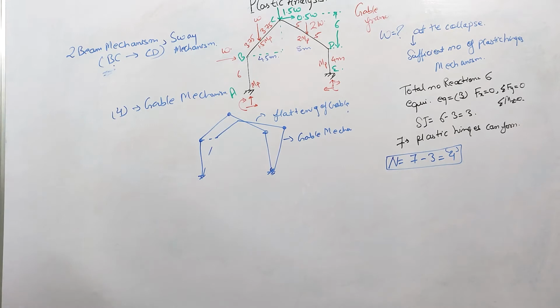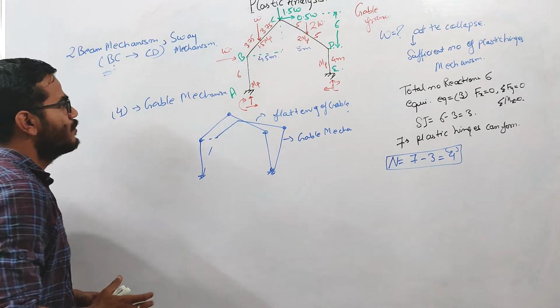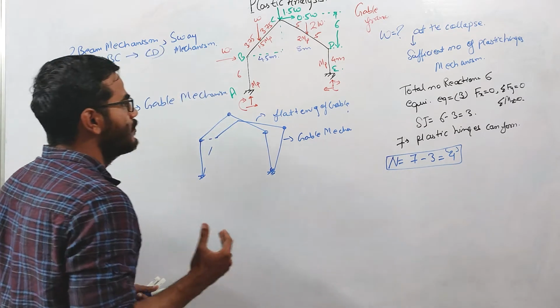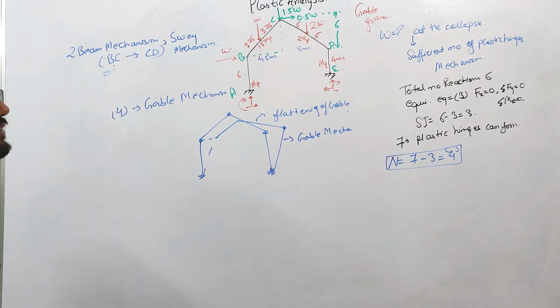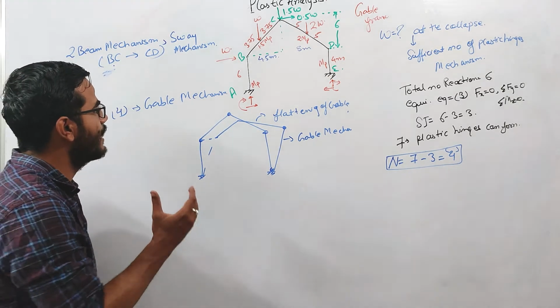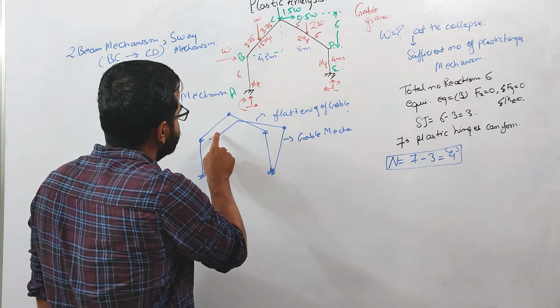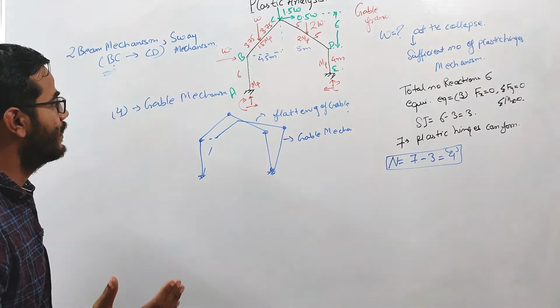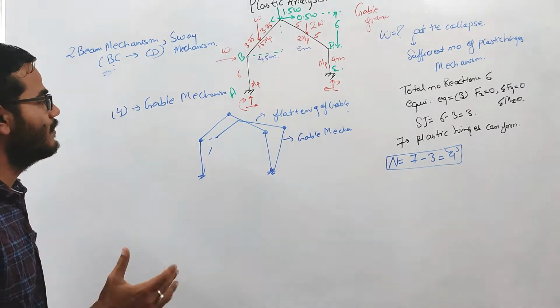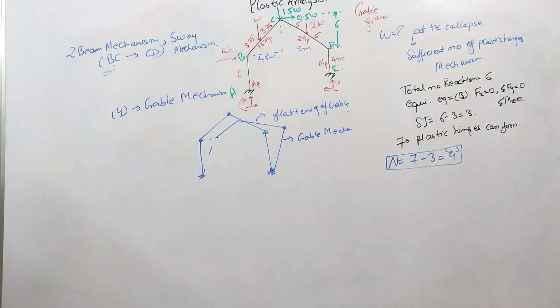So here our main independent mechanisms will be two beam mechanisms, one sway mechanism, and one gable mechanism, right? There should be no doubt about why we are calling it the gable mechanism, because the shape of the gable is changing. In the sway mechanism, this won't take place. We'll see when we discuss the sway mechanism.